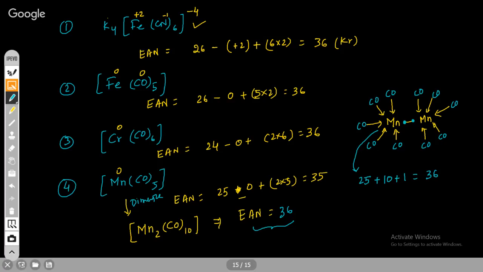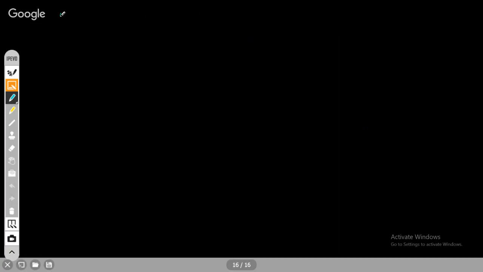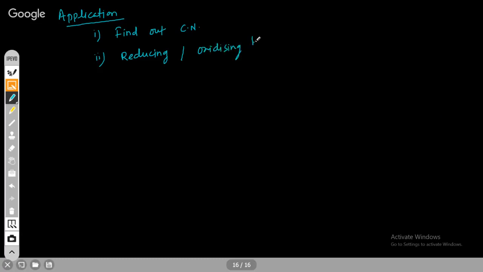Correct. Now, the last part for today we'll discuss is the application of EAN rule. Just 2, 3 examples we'll see. There are two applications for this. One, we can find out the coordination number. And second, we can also get an idea of the reducing or oxidizing behavior. Like I said, this rule is valid mainly for metals in low oxidation state or with carbonyl ligands.